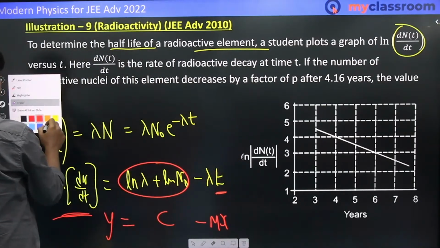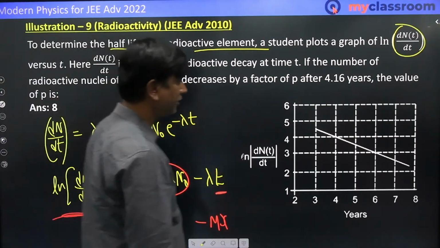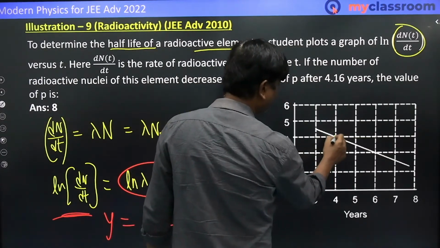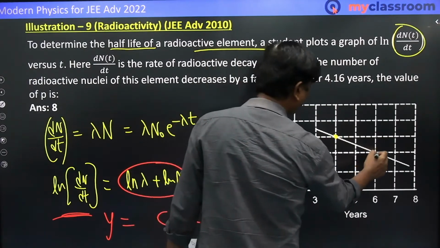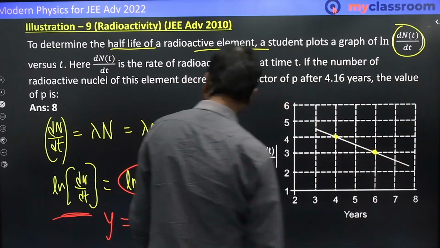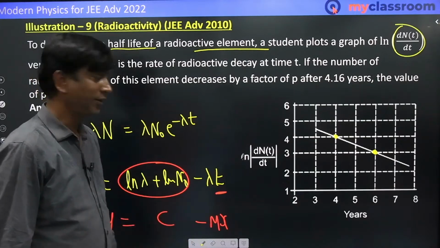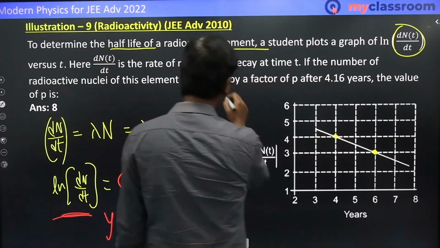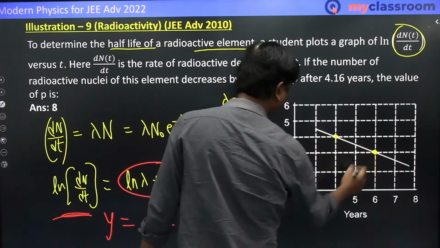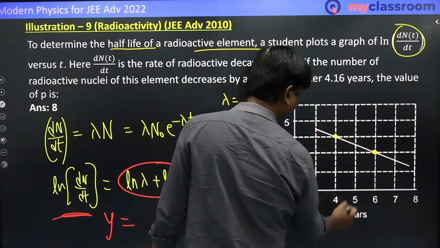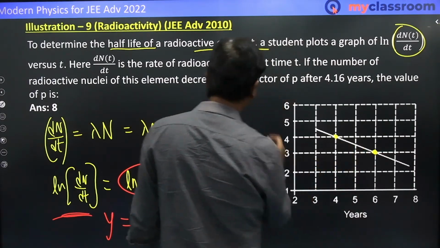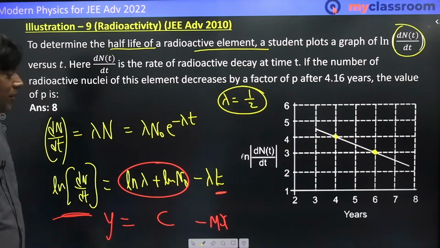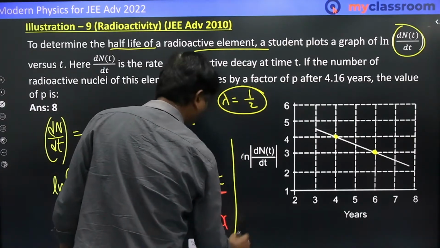So how do you get the slope? The slope is of the straight line, so select the best points, perfect points here and here. And yes, it is a negative slope for this line, because it's minus m, but the value will be lambda clearly. So what is the value? Lambda is equal to this by this. This is 1 unit and this is 2, so lambda is 1 by 2.